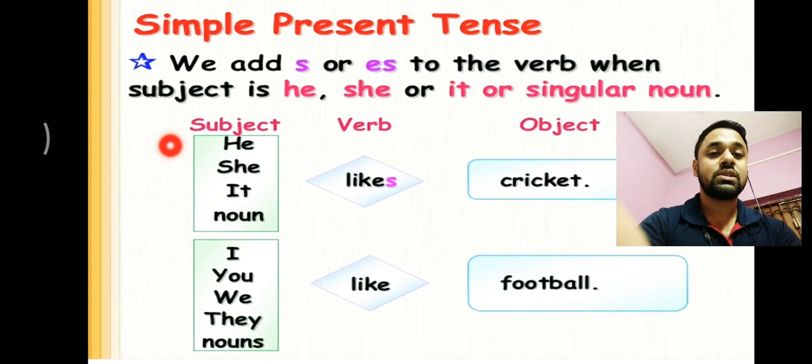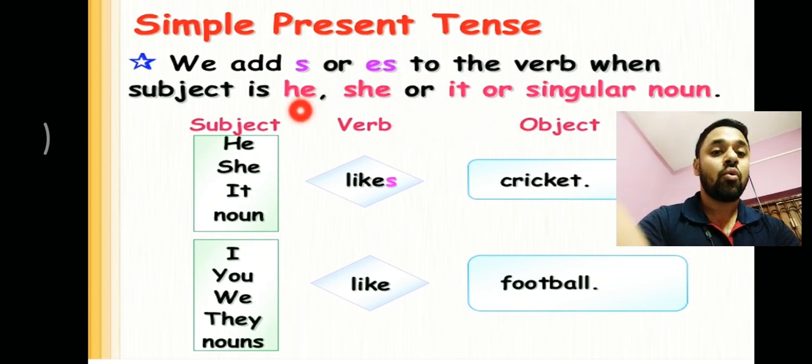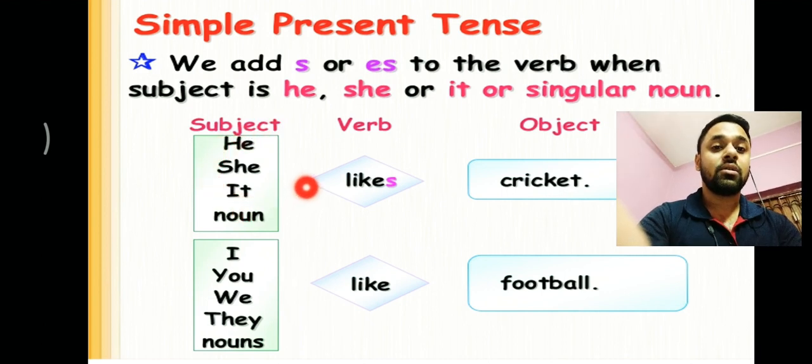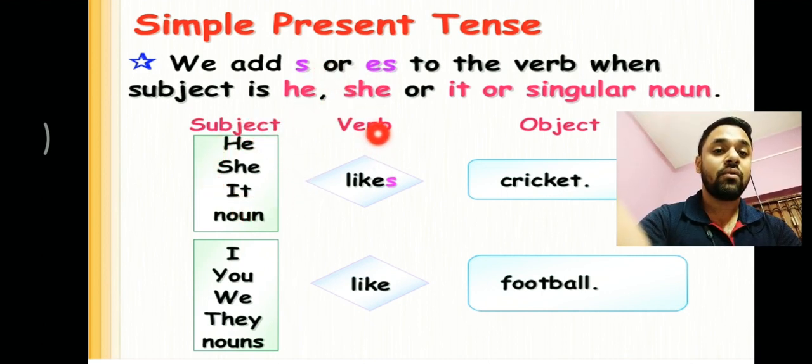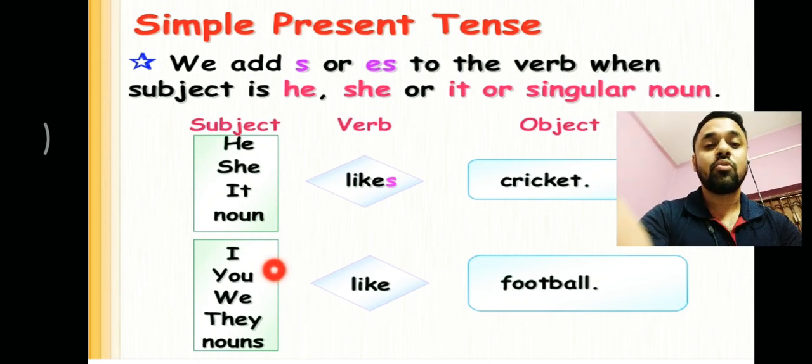and after the subject, then the object. So first subject, then verb 1 plus s or es, and object. And we can add s or es with the main verb only when the subject is third person singular number. If the subject is first person singular or plural, or second person singular or plural, or third person plural, then we cannot use s or es with the main verb.